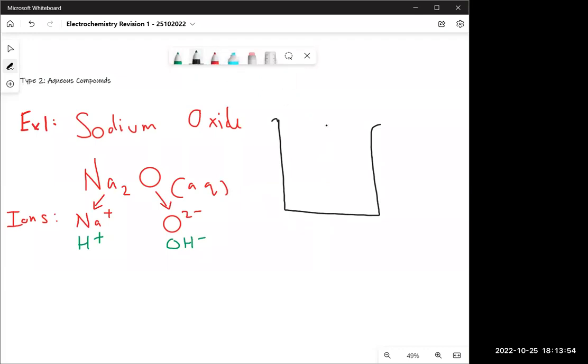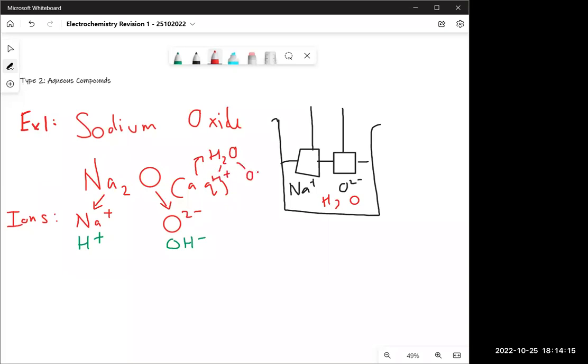So if I make the things here, electrode first, and I have my electrolyte, Na plus and O2 minus, but I also have H2O, the water, this aqueous part, right? H2O breaks down into H plus and OH minus. Is that clear? H plus and OH minus.